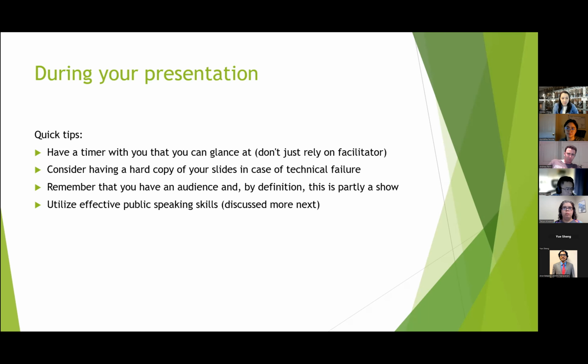So first of all, having a timer that you can glance at. So there is usually an individual, either the session chair or discussant, or if that's the same person, who's there with the little pieces of paper to give you, okay, you have 5 minutes left, you have 2 minutes left, you have 1 minute left.